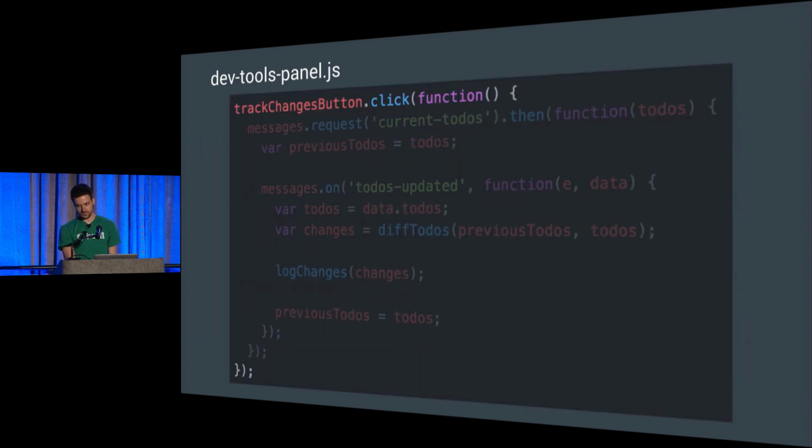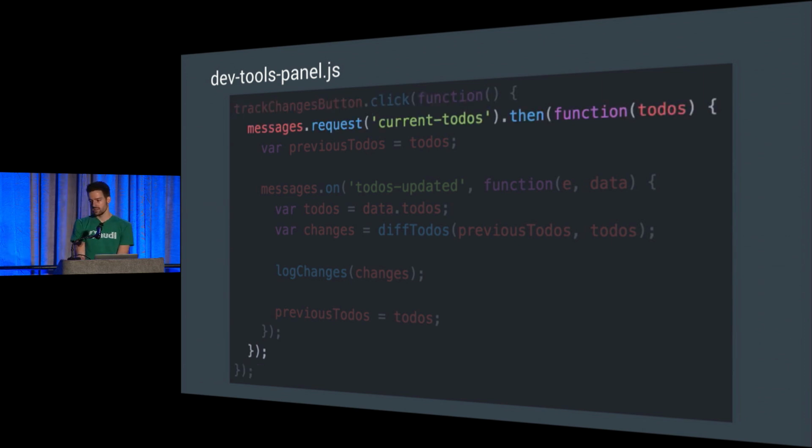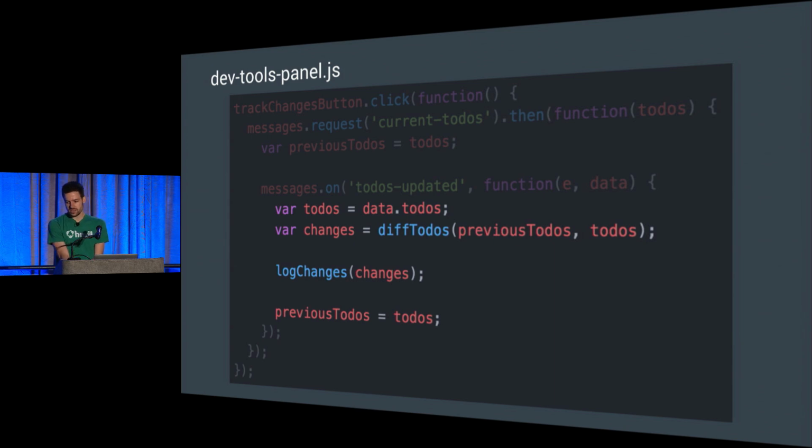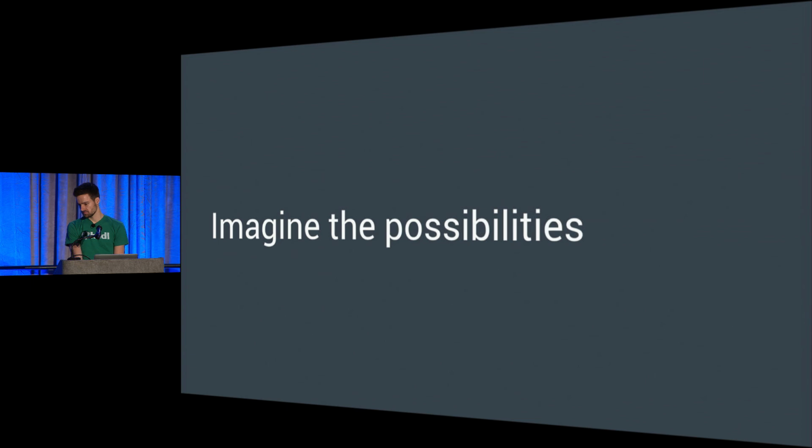So that's pretty simple. Then to cover the track changes, again, we're just listening for whenever you click that. We're going to request the current to-do list, so we have a starting point, and we're going to save that, and then we're going to start listening for any updates. And then when we get an update, we're just going to run this diff to-dos, which just compares the two lists and tells you if some were added or some were removed. And then a log changes, which just formats that and spits it out. And then we're going to save the new list of to-dos as the previous one for any future diffing.